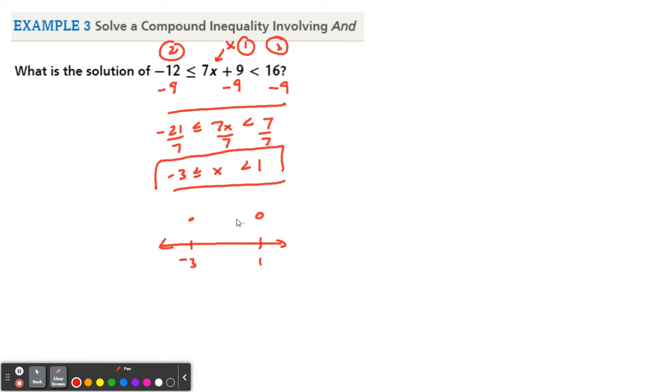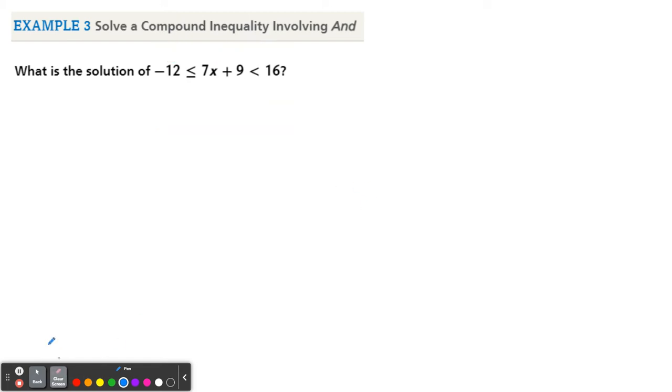Open circle at 1. Now, if you read it from x's perspective, going this way, x is greater than or equal to negative 3. So here's greater than or equal to going this way. If you read it this way, x is less than 1, and there's where the middle is. Because for ands, this only includes x's that are in that middle region. And here's your graph. There we go. Nice. All right, I got one more problem.